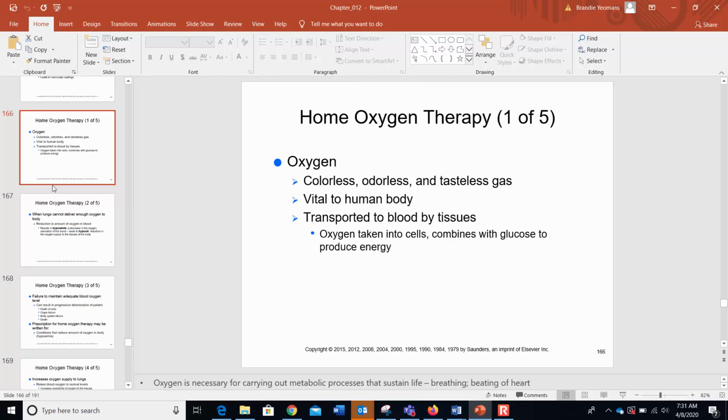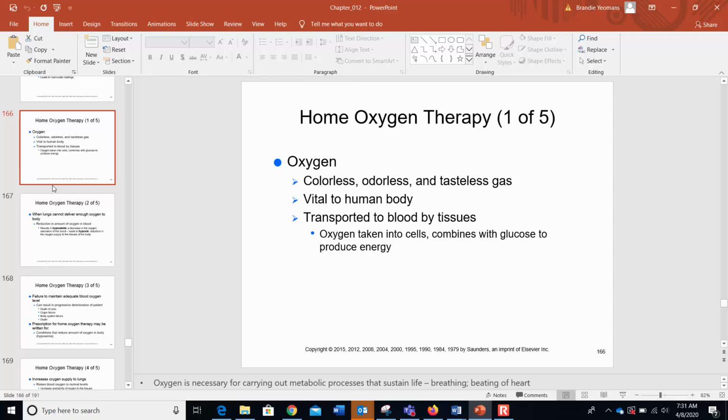Home oxygen therapy. This is another thing that you might be responsible for prescribing. This is definitely something that is a prescription. It is a medication. You cannot tell a patient to start using oxygen, or how many liters to take. That is definitely a prescription. It is a drug, so the physician has to order that.